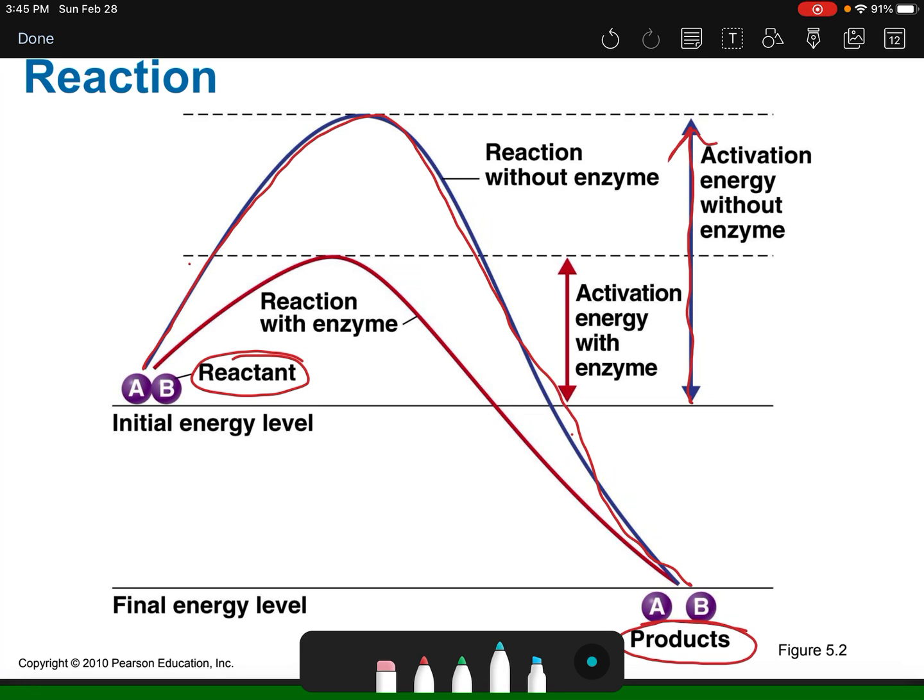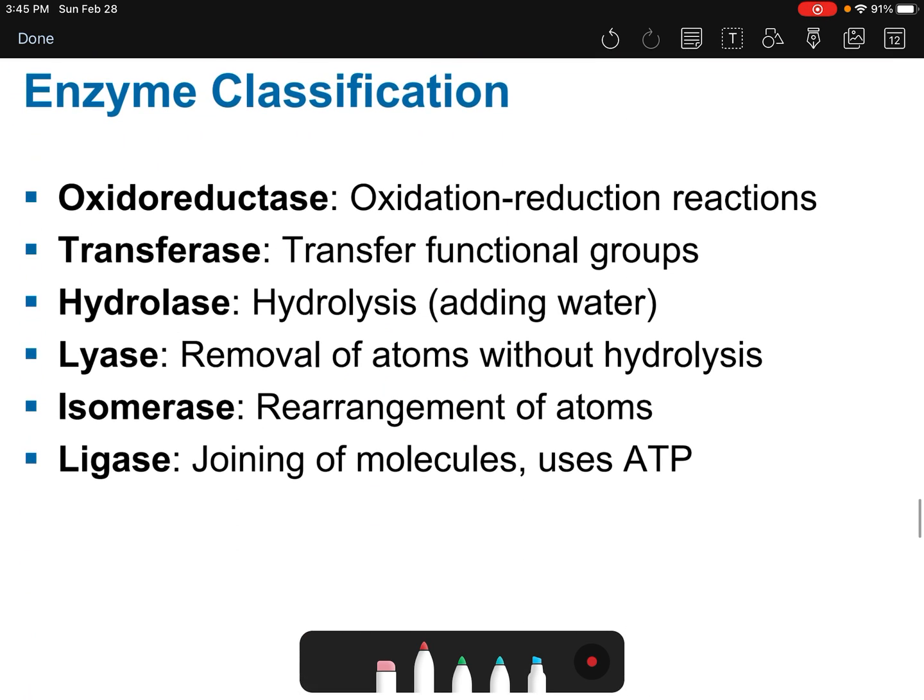Now, if you start here and you have an enzyme involved, look at how much less activation energy you had to put in. Almost half the amount. Okay? That's what enzymes do for us, is they lower the hill, basically. They lower the activation energy needed to start that chemical reaction going.